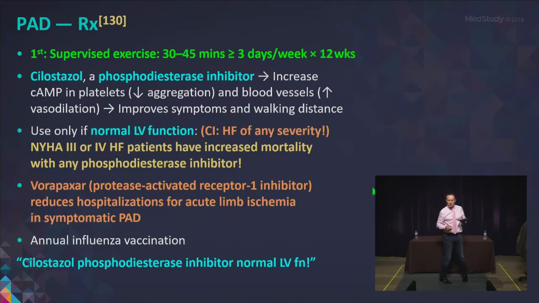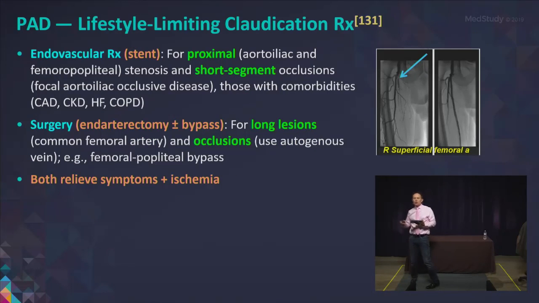There are also some other options for individuals, but these are not considered class 1 right now. So just like with coronary disease, if someone is on maximum medical therapy and they're still having symptoms that are interfering with their activities of daily living, that's when we need to think about revascularizing them. It will improve their symptoms. We can do a stent, particularly for proximal or short segment lesions. Here is a right superficial femoral artery that has severe PAD and then was successfully stented here. Or surgery and bypass. This is for longer lesions and for occlusions. And I'm sure you're familiar with the classic one here, the fem-pop bypass, that is often done.